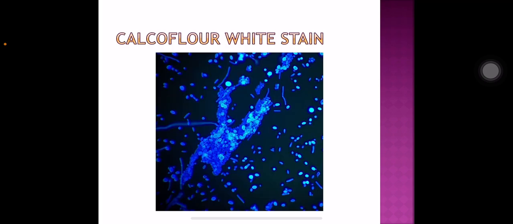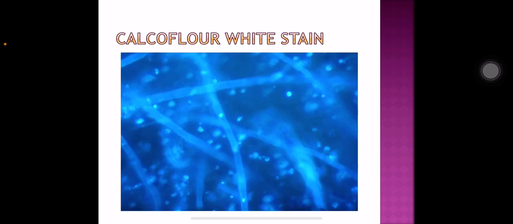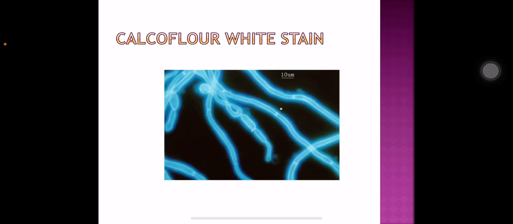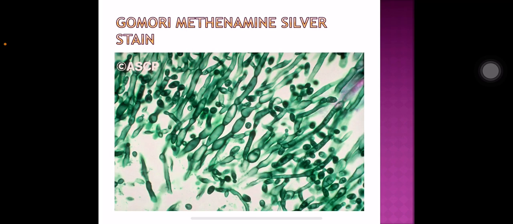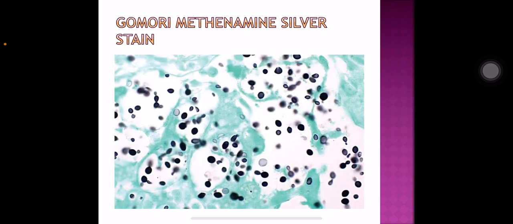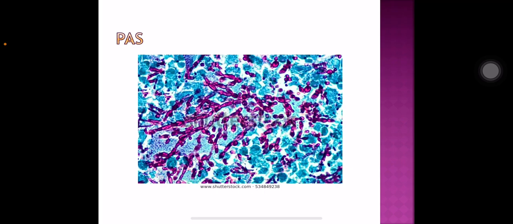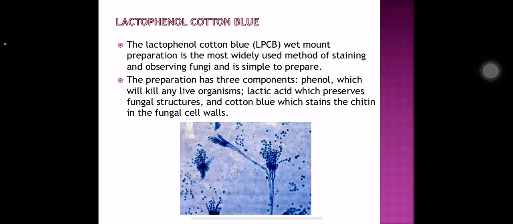Calcofluor white stain can be used as it is a fluorescent stain used for various fungi. These are some slides which show Calcofluor white stain showing fungal filaments. Gomori's methenamine silver stain can be used. And periodic acid Schiff stain can be used. These are various slides showing these stains. Then lactophenol cotton blue preparation can be used.